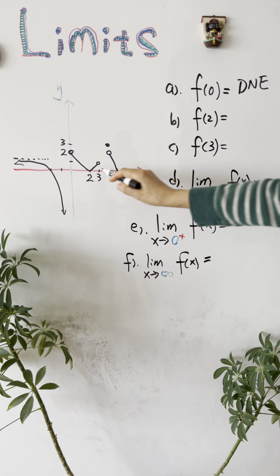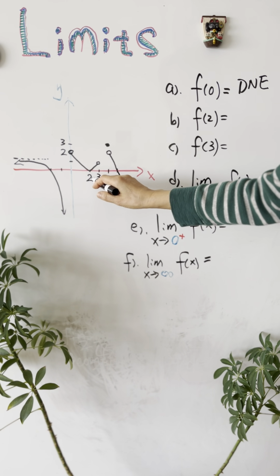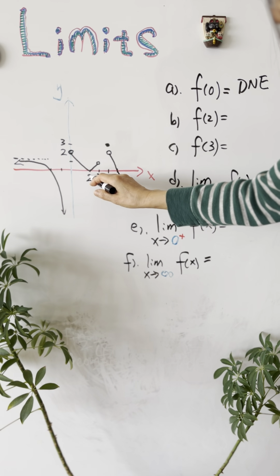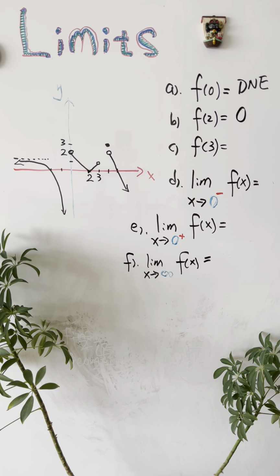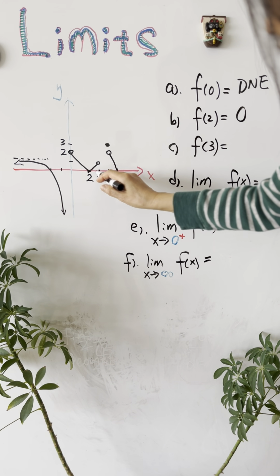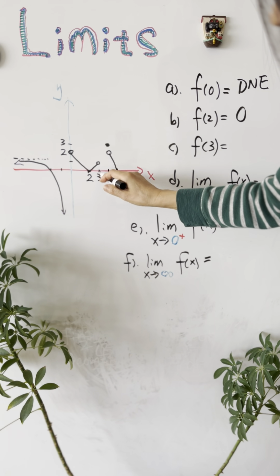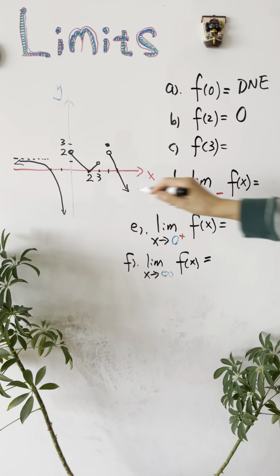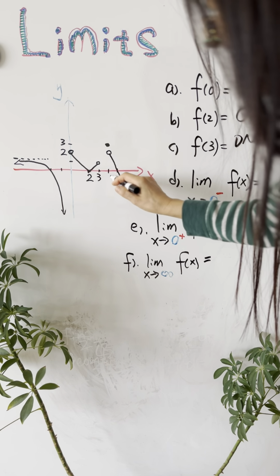F of 2 is right here. Right? F of 2, so x value is 2, y value is 0. F of 2 is 0. Then f of 3, x is 3, is here. F of 3, we see, does not exist, right? Does not exist.